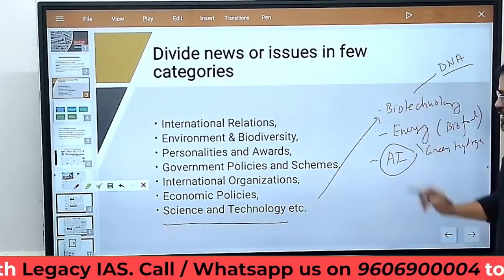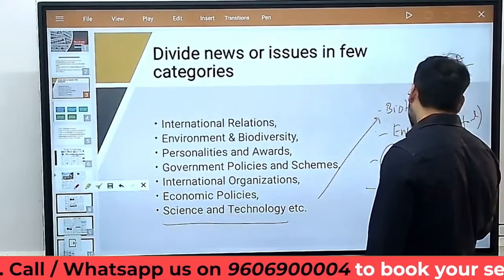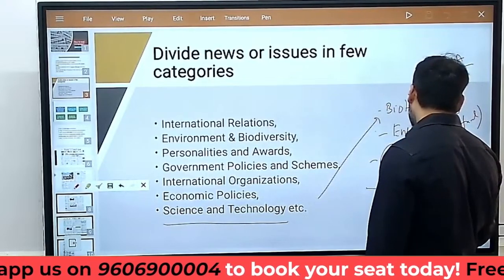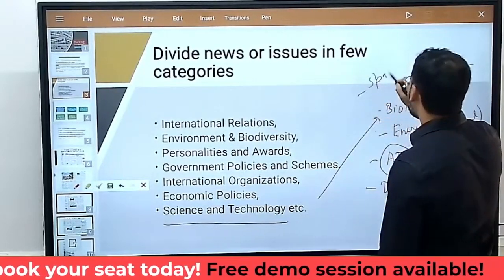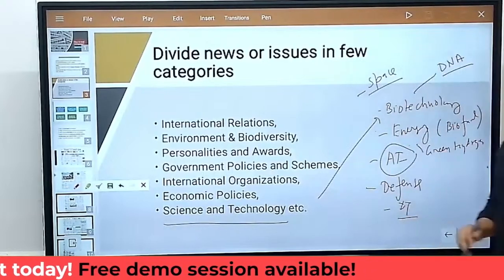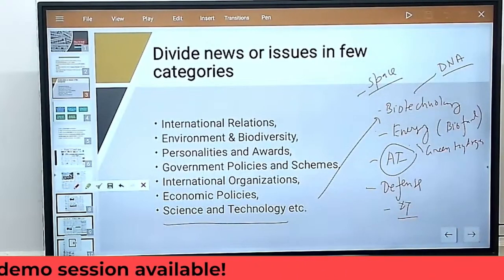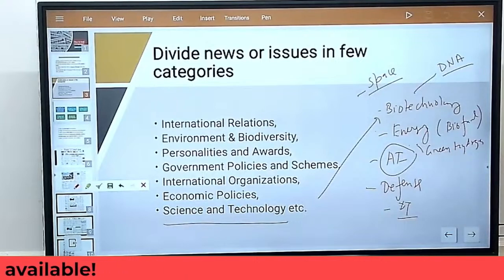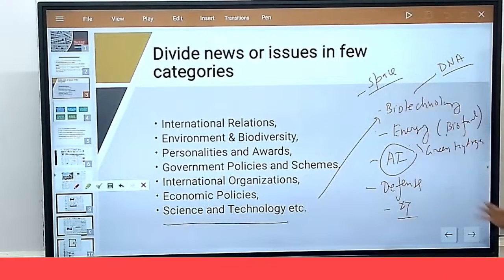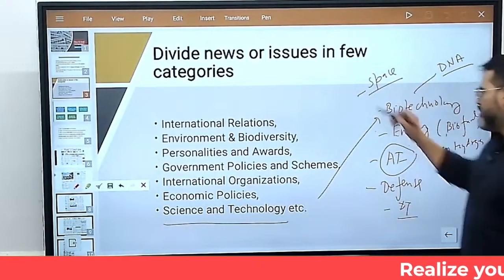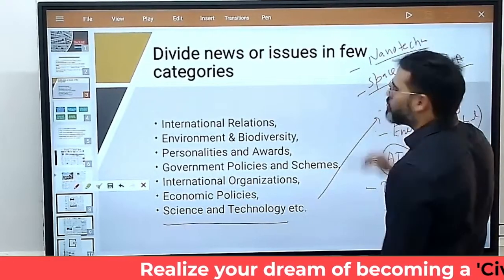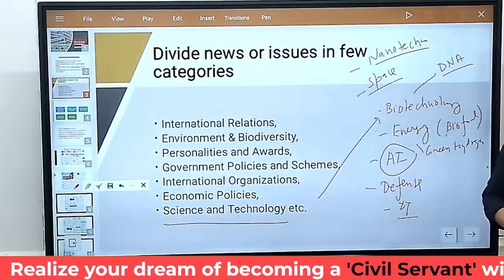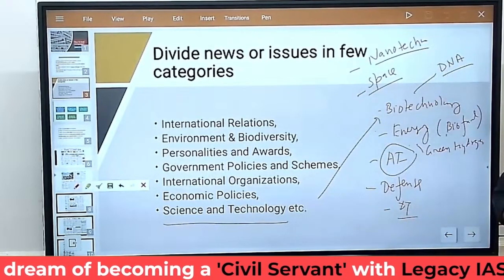So energy, biotechnology, then defense, IT, space technology, yes. Space technology. That will come under it. For prelims, important are biotechnology, energy, defense, and space. Nano also definitely, but more is nanotechnology. This is also for mains. In prelims sometimes they ask questions regarding the pollution created by the nano. They have all this question.